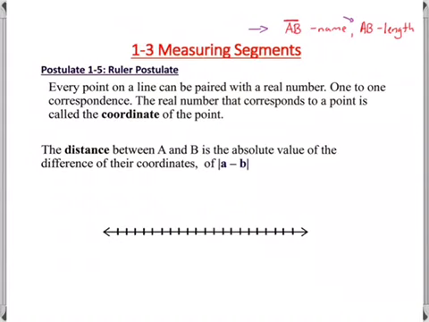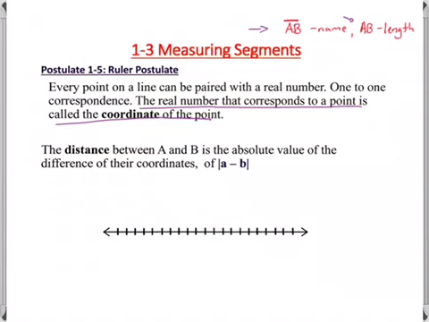All right, so first we have postulate 1.5, the ruler postulate. Every point on a line can be paired with a real number. It's a one-to-one correspondence. The real number that corresponds to a point is called the coordinate. So this is your definition for coordinate. The real number that corresponds to a point is called your coordinate.